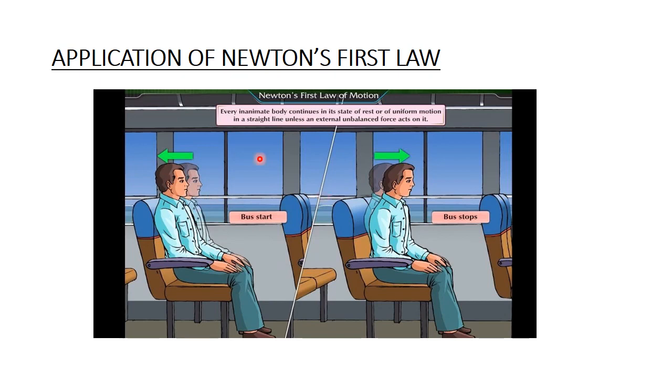This happens because of Newton's first law of motion. We can explain that, because until an unbalanced force acts on a body at rest, it remains at rest. Until an unbalanced force is acting on a moving body, we cannot change the velocity of that object.